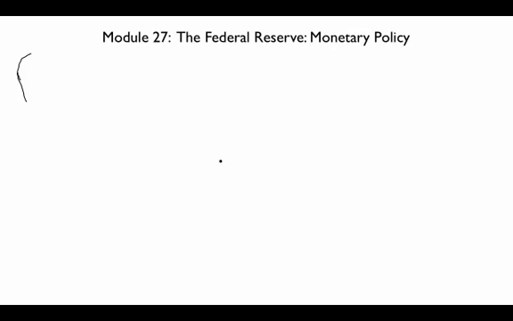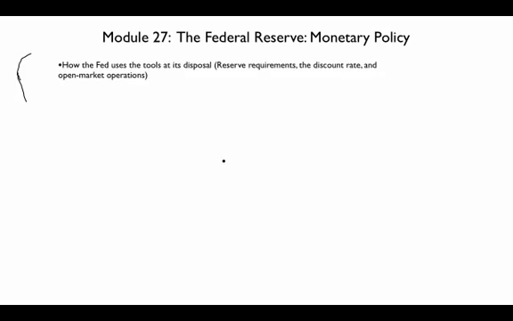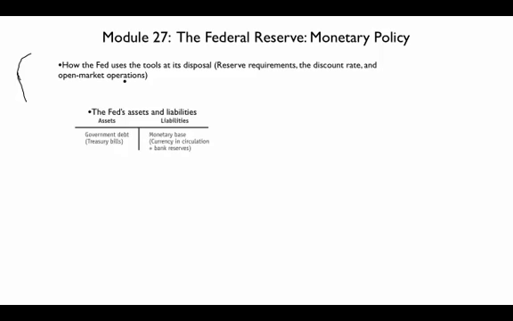Module 27, the Federal Reserve and Monetary Policy. First of all, you need to know how the Fed uses the tools at its disposal. And those tools, again, remember, are reserve requirements, the discount rate, and open market operations. Understand what each of those are and what it does and when the Fed would most likely use one of these. Remember that the one that is most often used is open market operations.